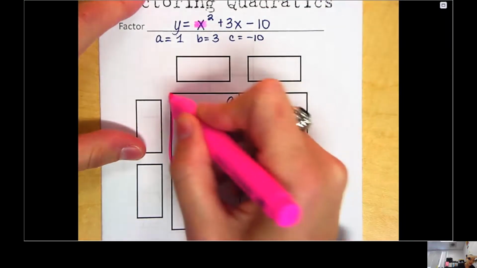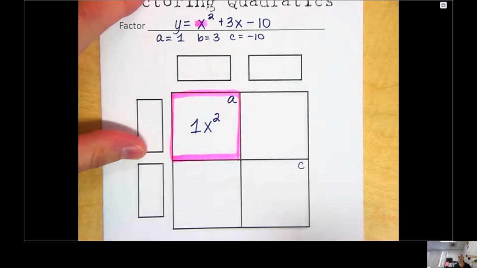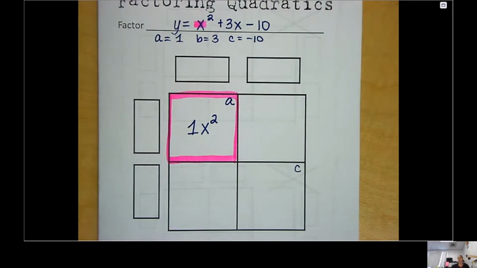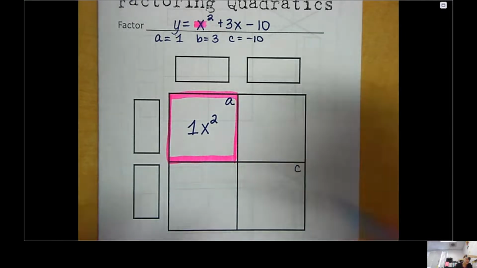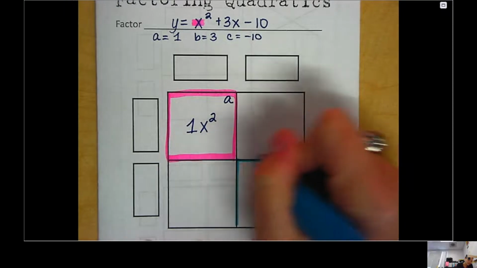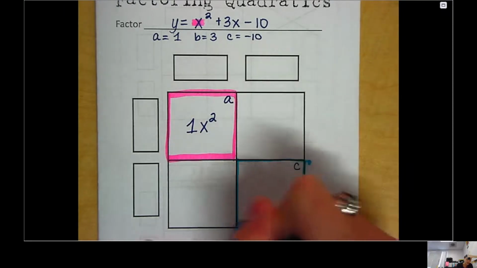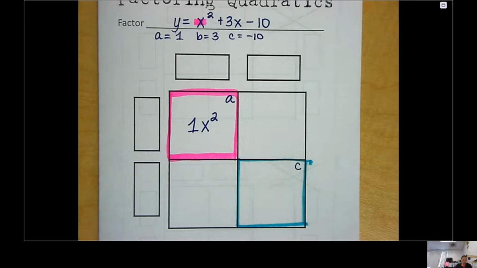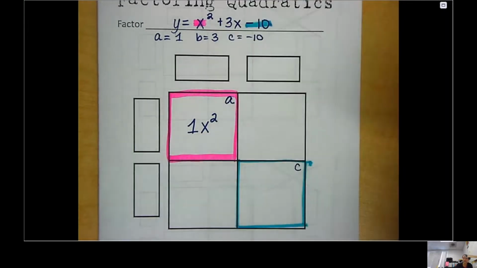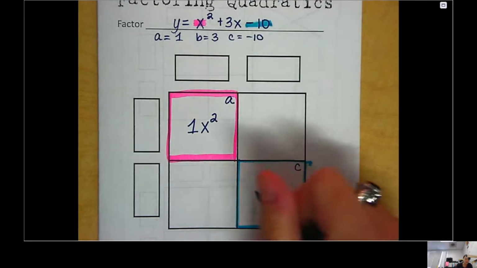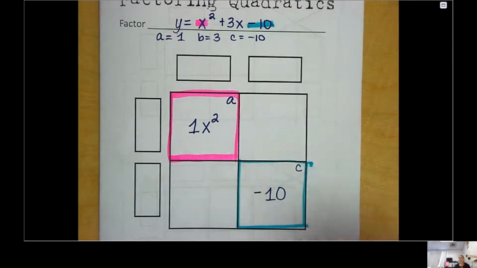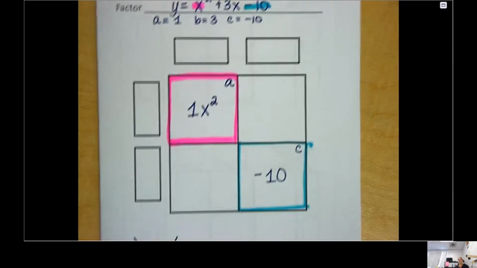Okay, that was this piece here. Okay, so here's my A box. And your A box is always going to go right there in that spot, every time. The one diagonal from it is going to be your C box. And so what value am I going to put over here in my C? Good, you're going to put -10 right over here. Great. So far, so good. -10. Okay.